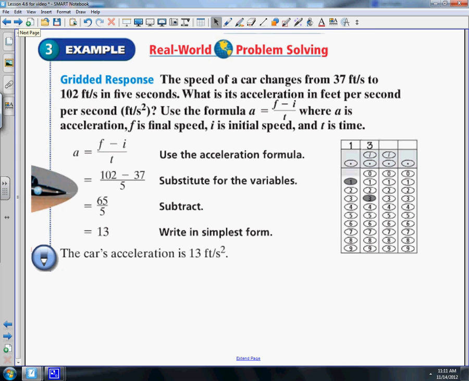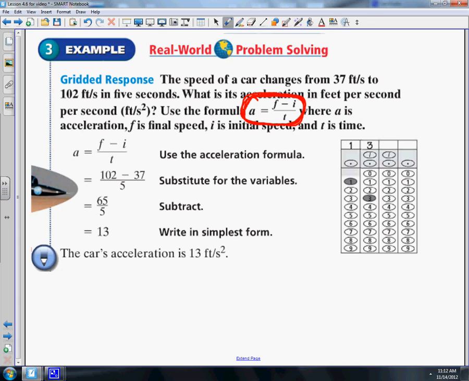All right, here is a real world problem. It says, the speed of a car changes from 37 feet per second to 102 feet per second in 5 seconds. What is its acceleration in feet per second? And then they give you the formula. So here's the formula. This is super important. And I'm sure you've seen this in like the MEP test or any other test. They give you a formula where A is acceleration, F is the final speed, and I is the initial speed, and T is the time.